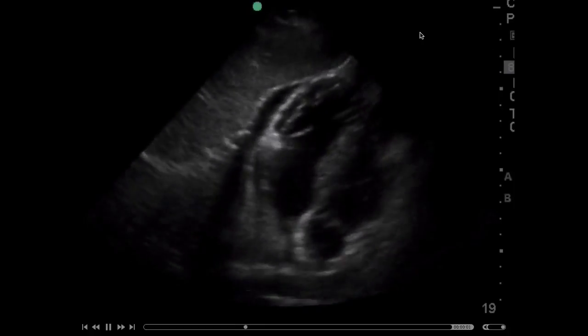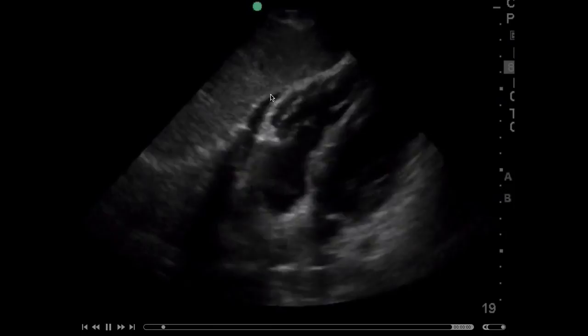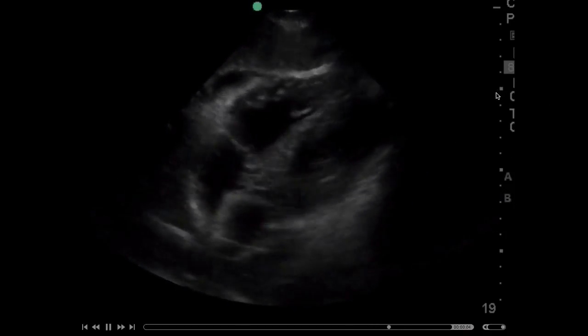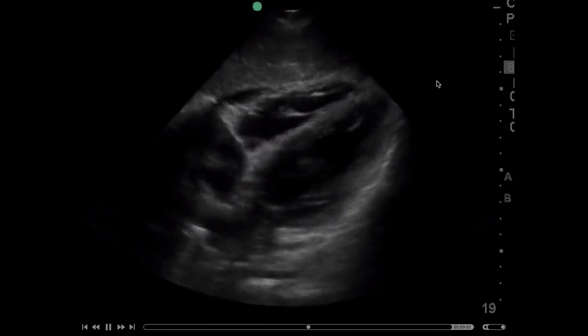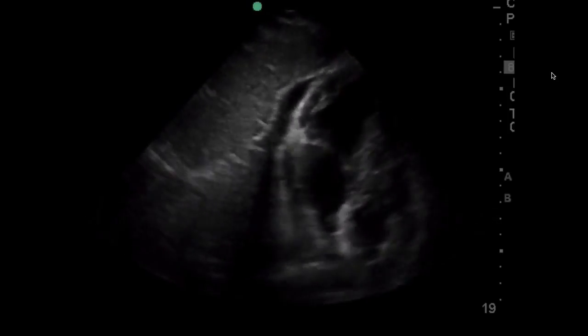Here's a patient with a small pericardial effusion. Here's the liver up here, right side of the heart, left side of the heart, and here this little sliver of anechoic or hypoechoic fluid right there is a pericardial effusion. This patient does not have tamponade because the right ventricle is contracting exactly the way that it should. This patient does not have hemodynamic compromise, so they don't have tamponade.